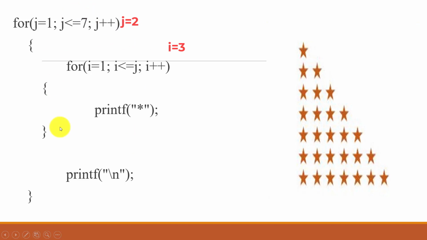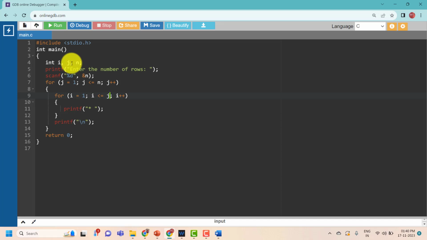Now this loop should be repeated till j is less than or equal to 7. Once j++ happens, j becomes 8, and this condition is false, and the for loop gets ended. The j variable is for printing the new line.